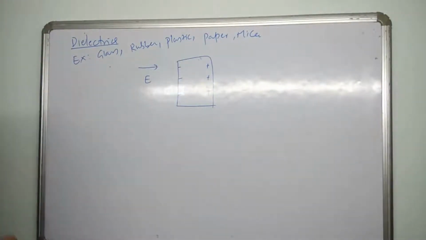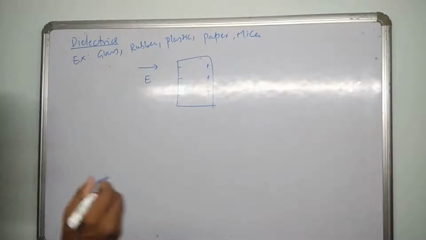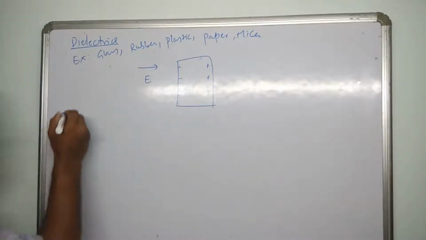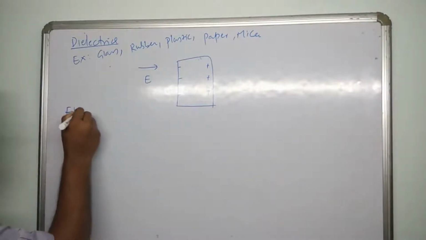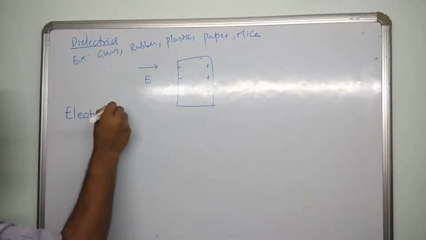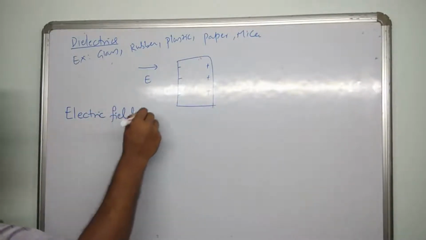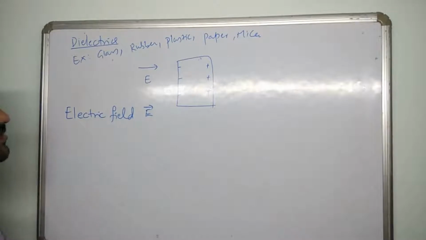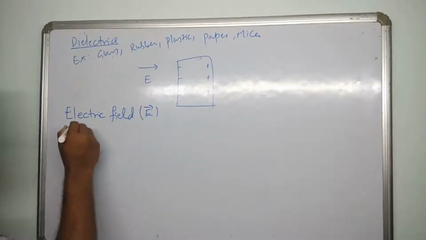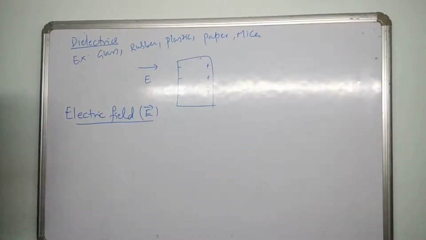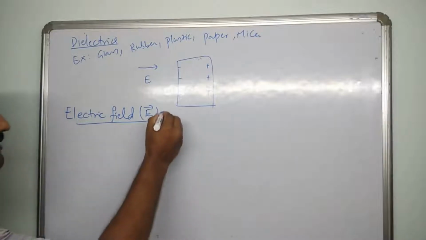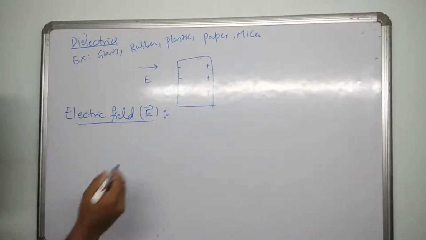Now let's come to the other thing, that is some fundamentals of electrostatics, electric field or intensity of electric field. This is what you denote with vector E. It is already known to us. Actually, it comes from Coulomb's law.